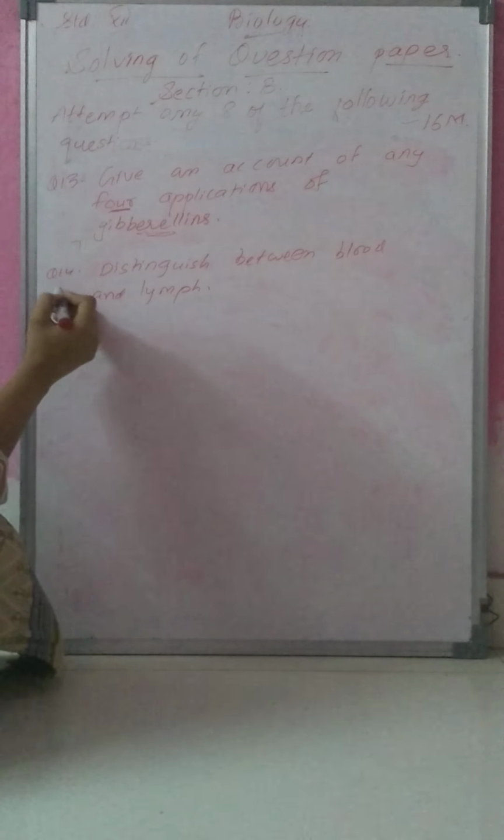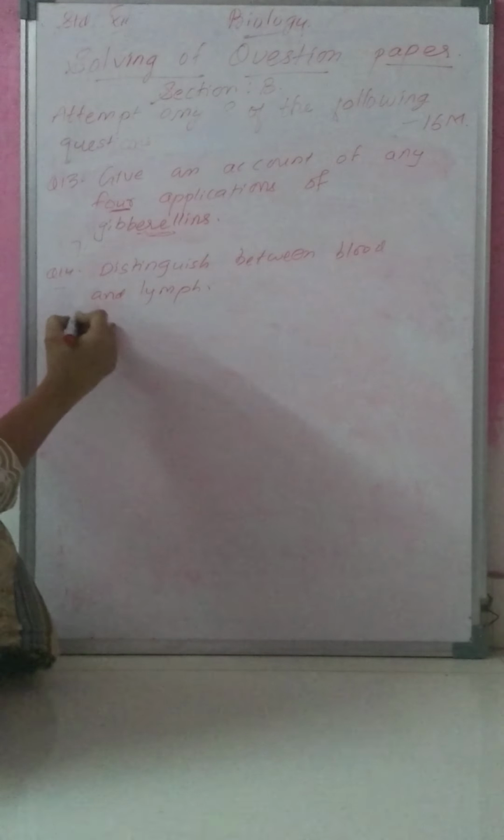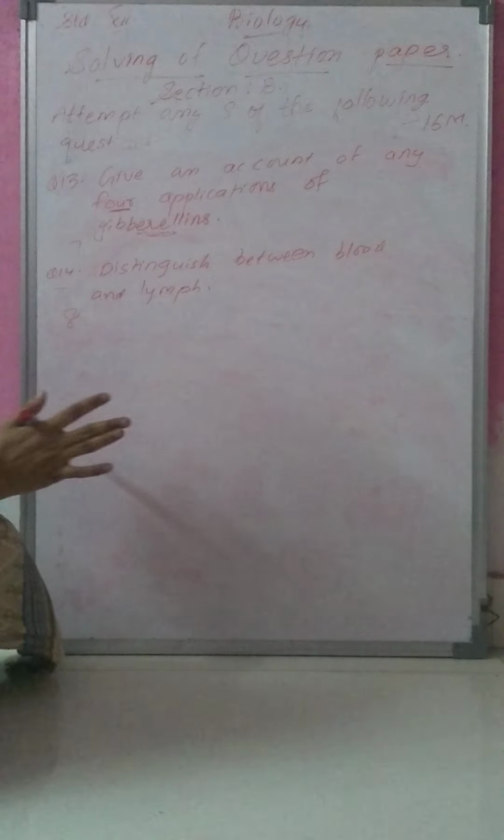Okay, then the last question is question number 14, that is distinguish between blood and lymph. This you will find in chapter number 8, that is respiration and circulation. In the circulation part, you will find the answer for this question, that is blood and lymph. You can make it in a distinguishing form and you have to write the answer. Any 4 points you will get 2 marks.